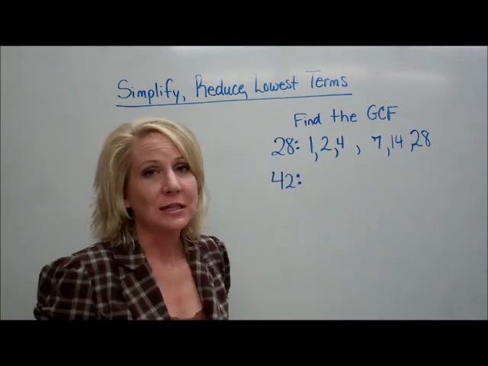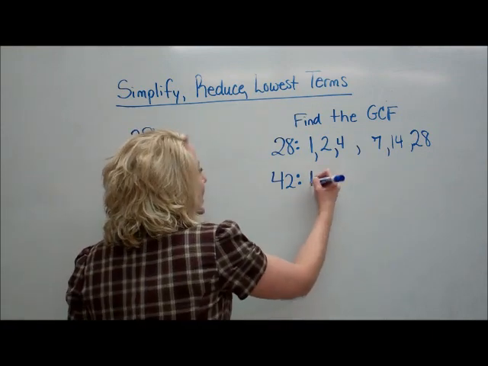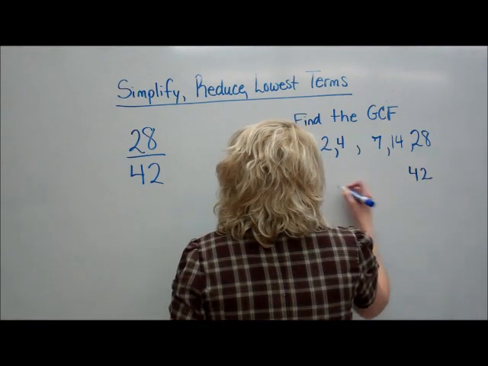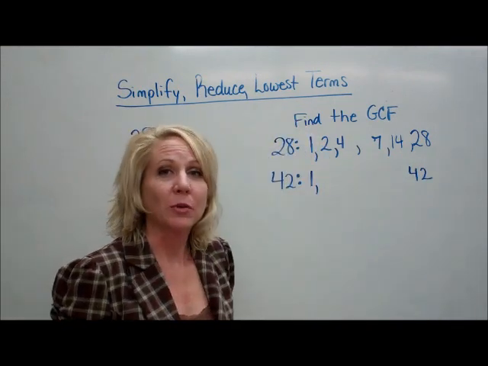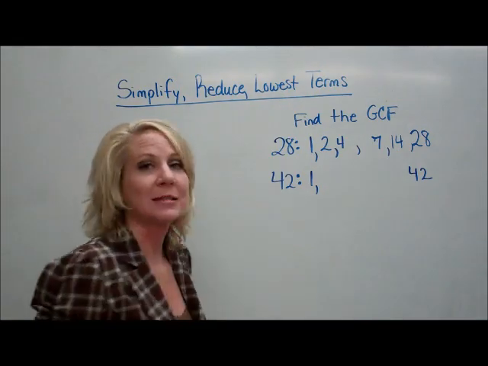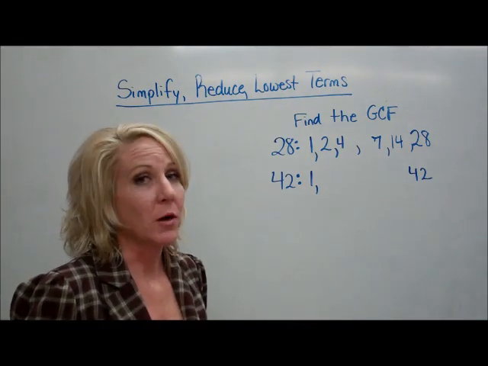Now we do the same process for 42. 1 times what number gives us 42? It would be 42, so we write that over here. Does 2 times a number equal 42? Again, the students might think that's true because they recognize that this is an even number, but they may not know what to multiply by.